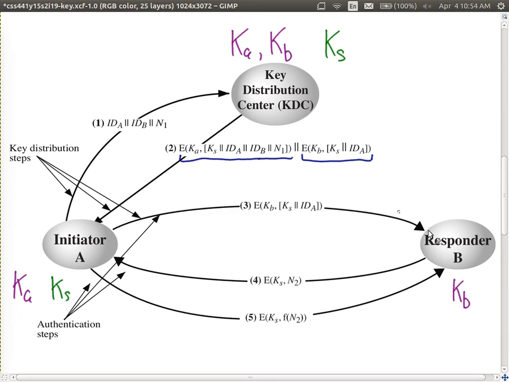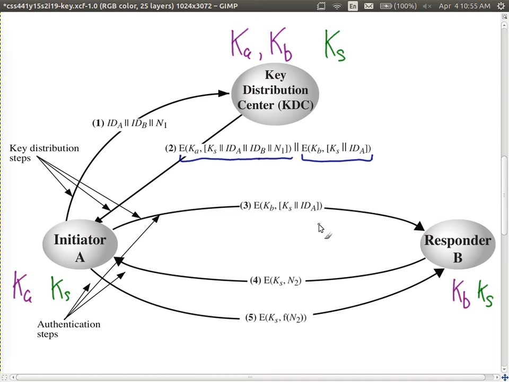When the third message arrives at B, this is the first time B has heard from anyone, they decrypt. B knows KB, the message was encrypted with KB. When they decrypt, they learn the inside of that message, they learn KS. And importantly, they also learn that this KS is for you to communicate with A, because included in this message is the identity of A. And that's the key distribution steps. After message 3, we've achieved our aim of A knowing KS and B knowing KS.